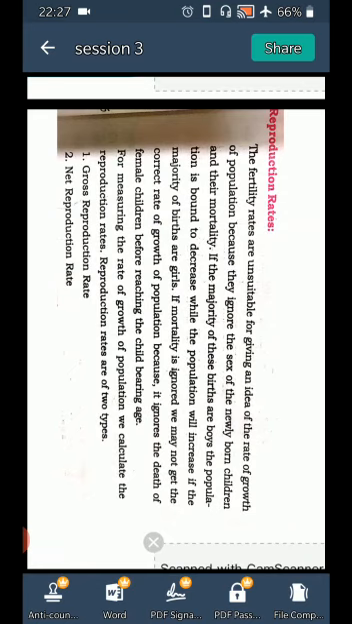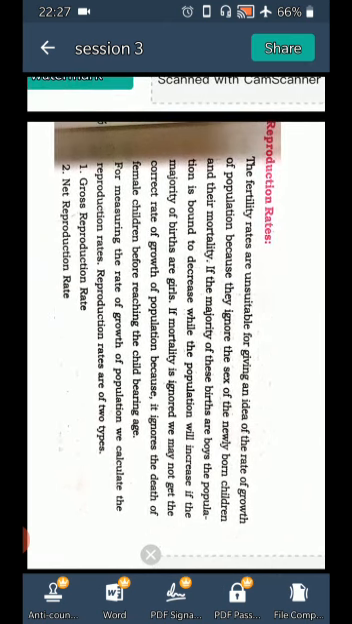As clearly mentioned here, the fertility rates are unsuitable for giving an idea of the rate of growth of population because they ignore the sex of the newly born children and their mortality. If the majority of these births are boys, the population is bound to decrease, while the population will increase if the majority of the births are girls. So what is the meaning of this? It says that only if girls are born, the fertility rate is going to increase. If the births of boys are more, naturally the fertility will be ignored.